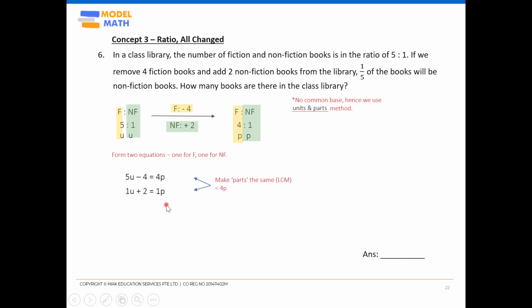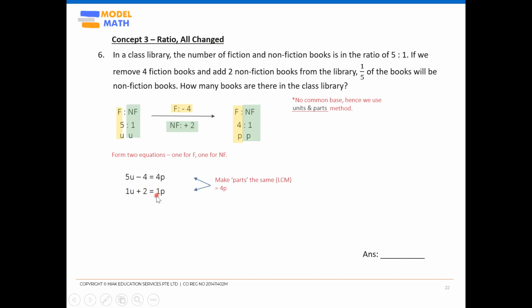Now, why I suggest making parts the same in this case is because if you look at the left-hand side of the equal sign, there's so many things here. You have units, you have a minus 4, you have a plus 2, which is a bit more complicated as compared to the right-hand side of the equal sign. On the right-hand side, you have only parts, 4p and 1p. So if you make parts the same, it's a bit less complicated. All right, so let's do that.